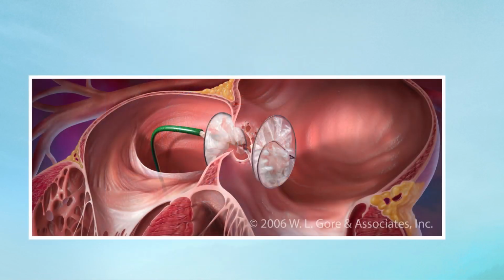This is another image depicting the device closure. The first balloon is deployed and then it is pulled back, and the second balloon is deployed so that the waist sits and locks the interatrial septum, preventing the shunting from the left side to the right side. So this is the atrial septal defect device closure.